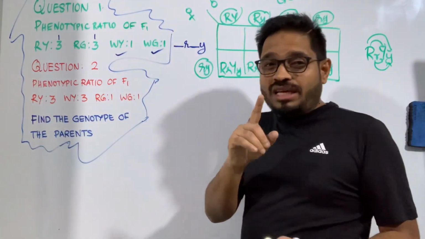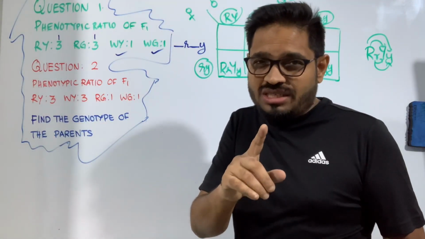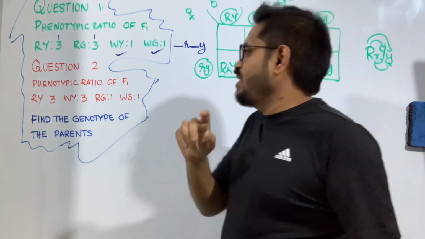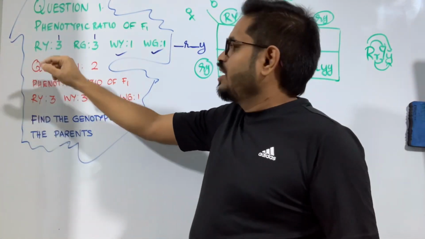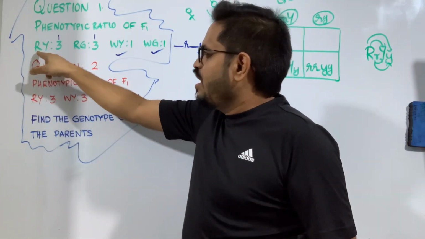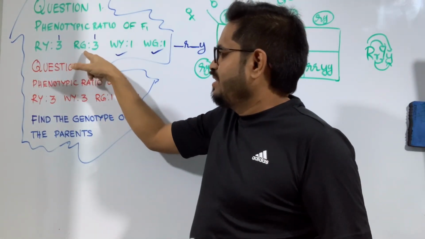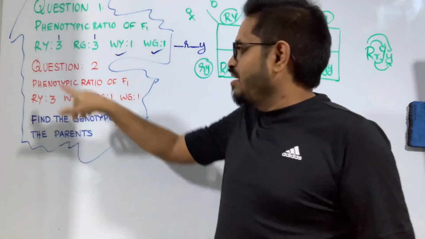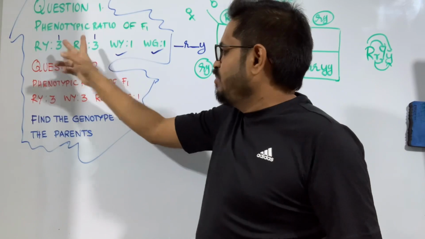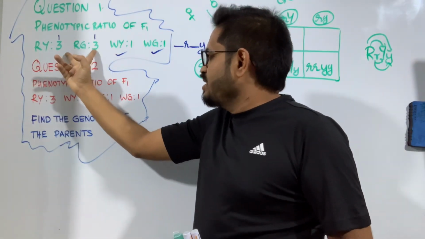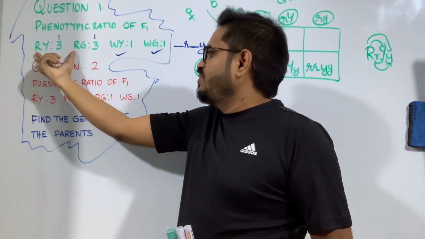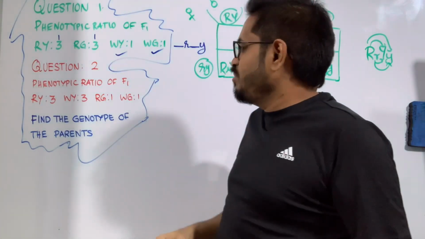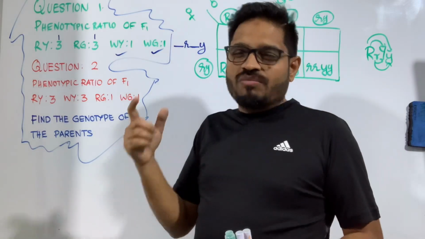What is the key point you are going to catch here? Be careful and get the key idea. What is it? In this particular cross, round yellow, round green, the repeated one is round, isn't it? Round yellow and round green. In both these cases, we can see the numbers are maximum and the repeated character or trait in that is round. So that means we have to make both cases round.